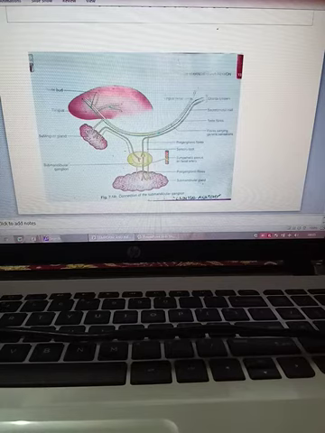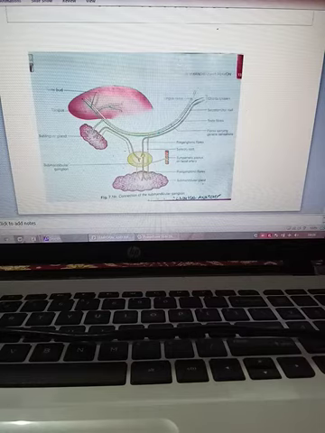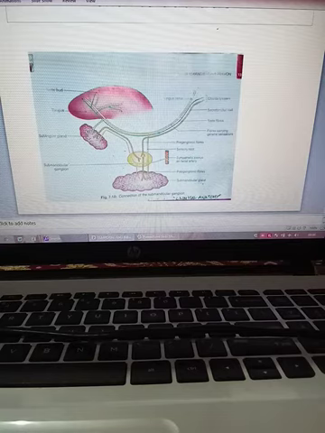This submandibular duct or the gland gets easily impacted by stones. Can you tell me why? Because the secretions which come from your submandibular gland are more viscous, so there is a chance that stasis can occur there, and it leads to the formation of stones.